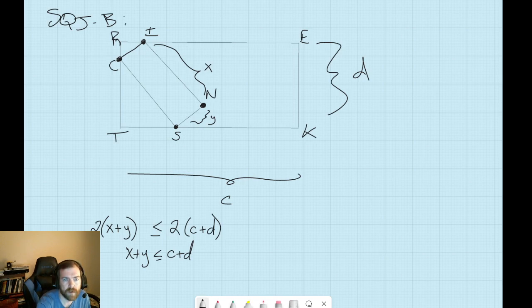Okay. This whole thing here is D. This little piece in here is X. This piece here is Y. Nope, other way. Close.